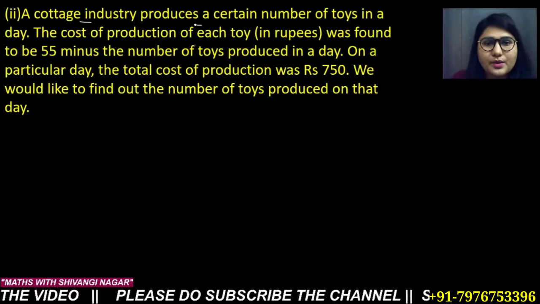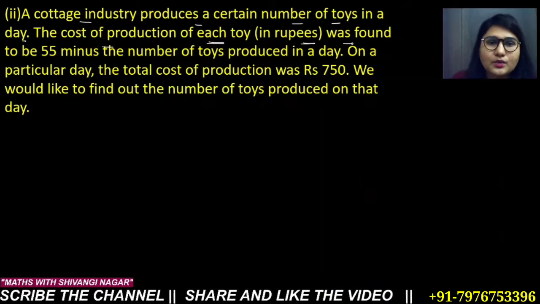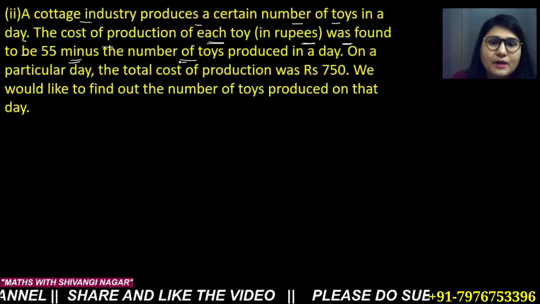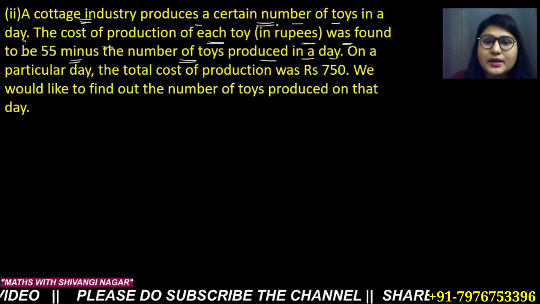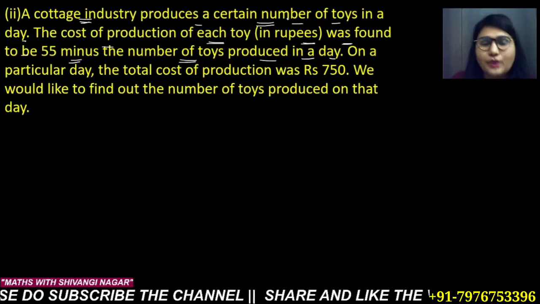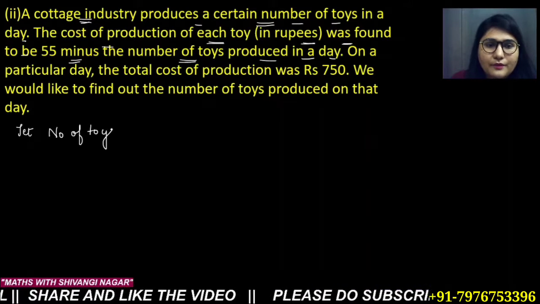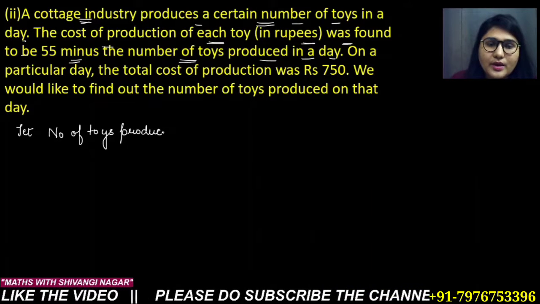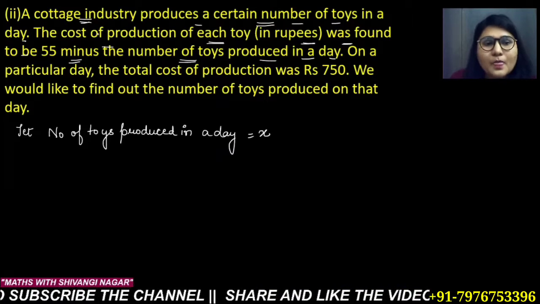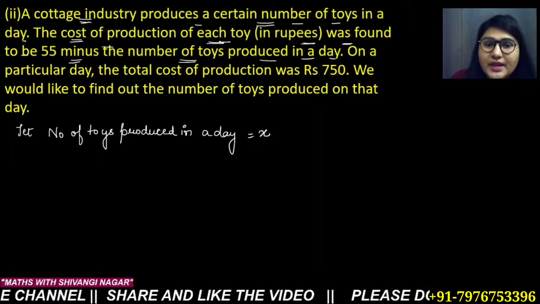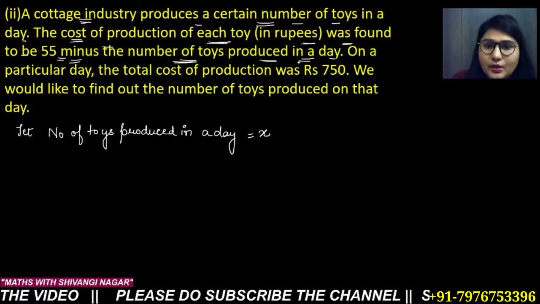A cottage industry produces a certain number of toys in a day. The cost of production of each toy in rupees was found to be 55 minus the number of toys produced in a day. See here, what are we given? We are given one cottage industry and it produces a certain number of toys. How many toys? We don't know, but a certain number of toys. So let's say let the number of toys produced in a day be x, right?